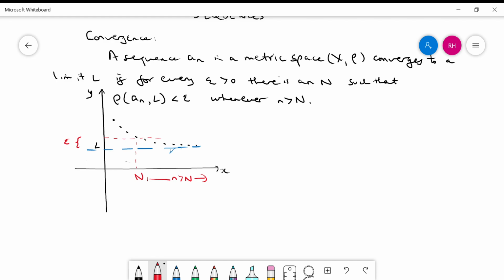Now, there's a couple of problems with this. There's more than a couple, but there's two things I want to highlight. One is, let's talk about this L. If we want to prove that it converges, we have to know what it converges to. So you have to know the limit to actually show that it converges. The second problem is that this L might not actually be an element of X, this space.